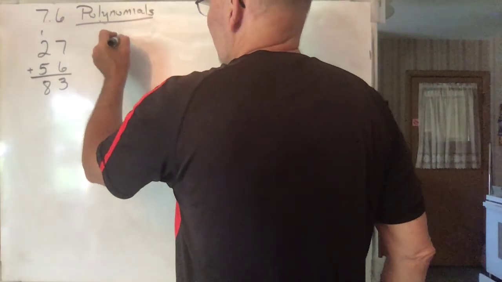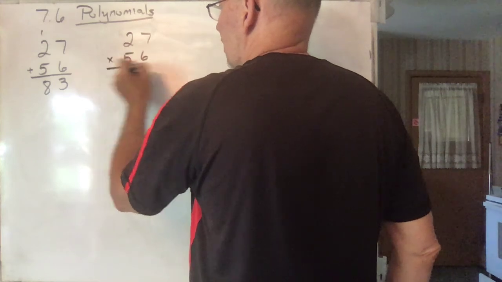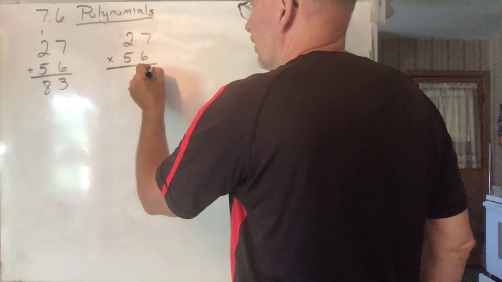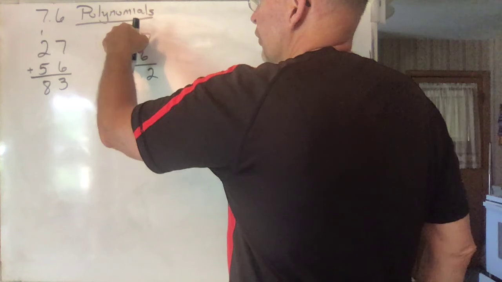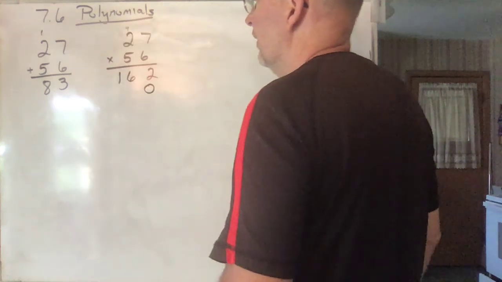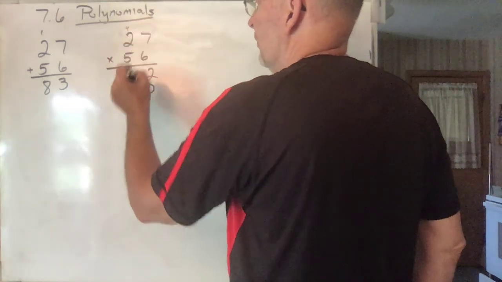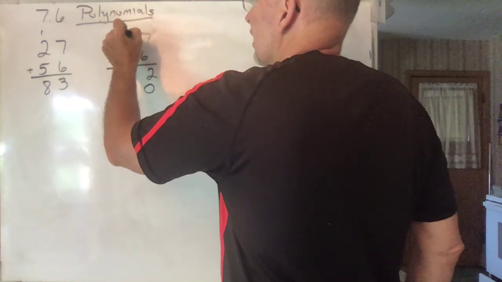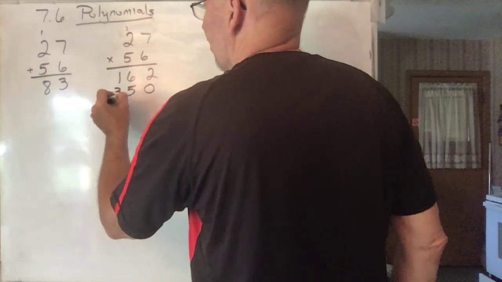If you multiplied those numbers, then what did you do? You went 6 times 7 is 42, carry the 4. 6 times 2 is 12, 12 plus 4 is 16. And then, since you're in the tens place, you pushed it over and you went 5 times 7 is 35. Carry the 3. 5 times 2 is 10. 10 plus 3 is 13.